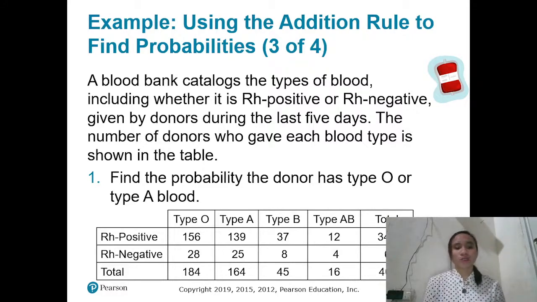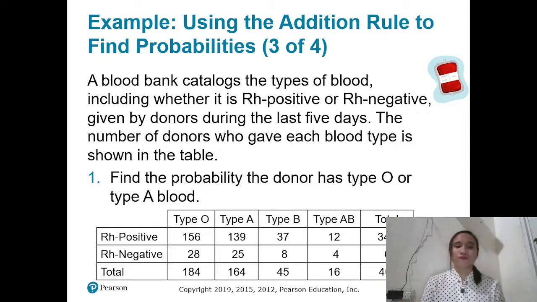The Rh positive row has type O, 156; type A, 139; type B, 37; and type AB, 12; for a total of 344. Well, the Rh negative row has type O, 28; type A, 25; type B, 8; and type AB, 4; for a total of 65.